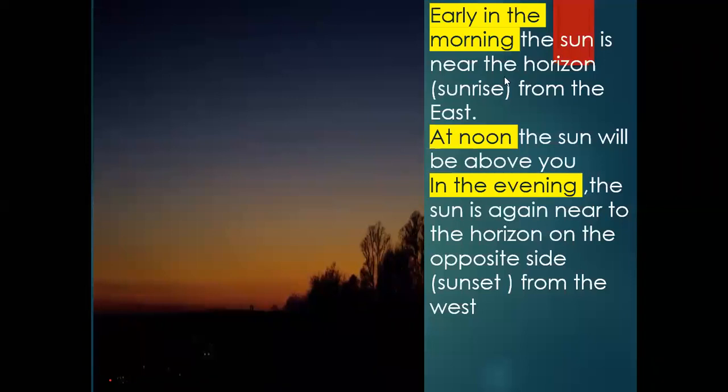Okay, so I will say again, early in the morning, the sun is near the horizon. We call it sunrise from the east. At noon, the sun will be above you. In the evening, the sun is again near the horizon, and on the opposite side, we call it sunset from the west.